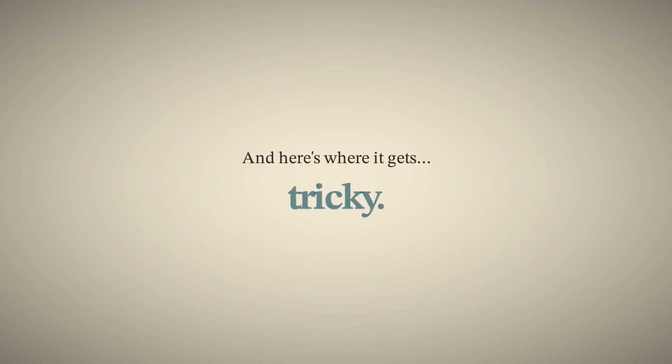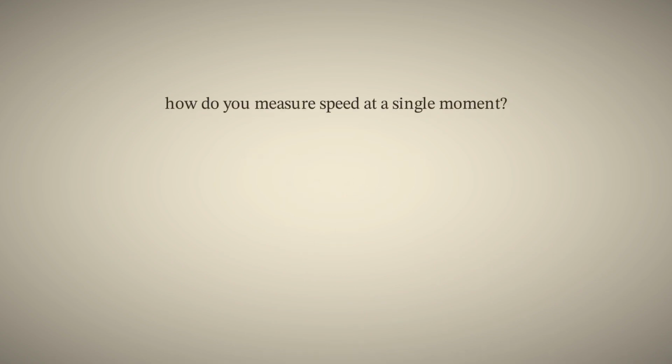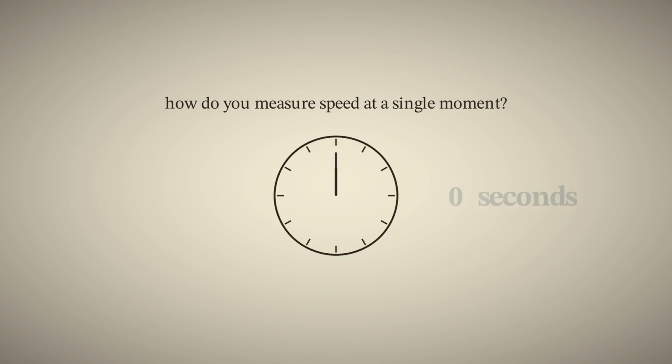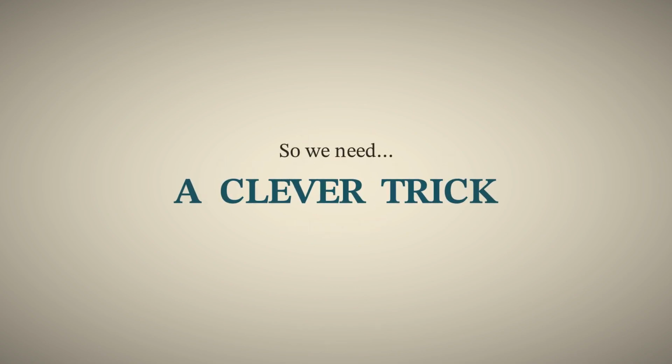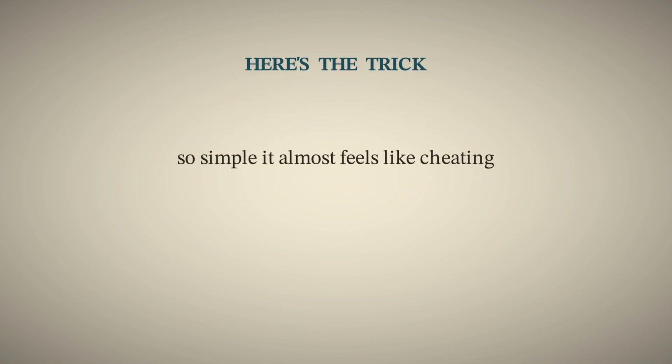And here's where it gets tricky. Because how do you measure speed at a single moment? A moment has no time in it. 0 seconds. And if you go 0 distance in 0 time, that's 0 divided by 0. Math doesn't like that. So we need a clever trick. Here's the trick. And honestly, it's so simple it almost feels like cheating.